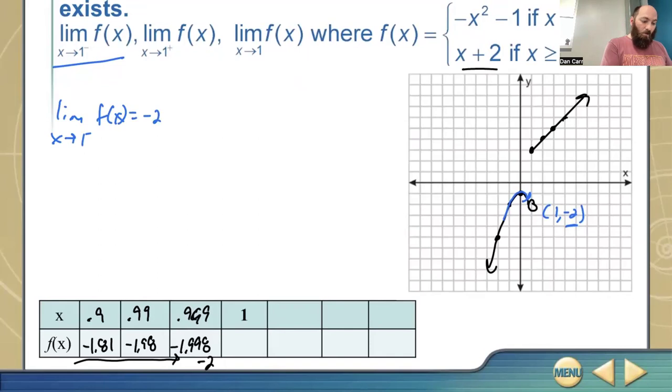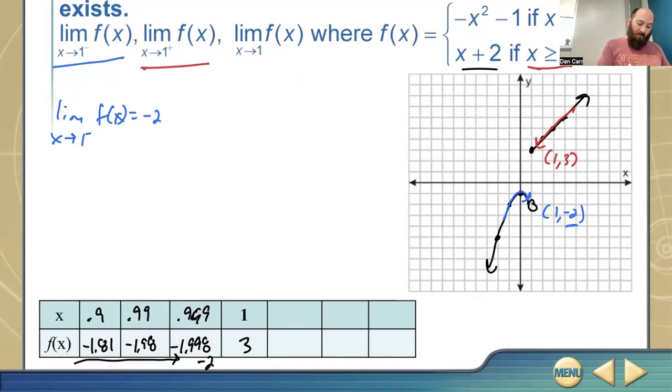When I look at the right-hand side, that's going to be this one right here. Notice how it's approaching a different value. This point is at 1, 3. In fact, because this is x greater than or equal to 1, that is going to be the value at 1. It's going to be 3.